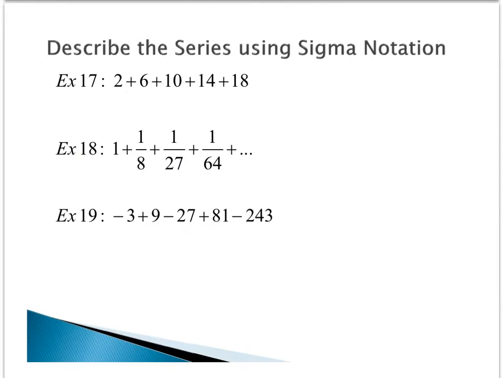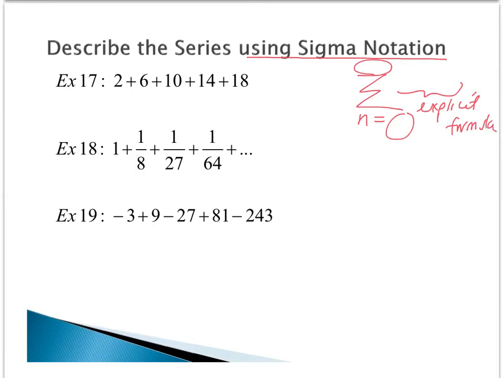On these problems here, what we want to do is describe the series using sigma notation. Sigma notation needs several pieces. First of all, we need to have the sigma symbol. Then we need to say n equals and a starting number. We need to have a stopping number. And then we need to have the explicit formula. Remember, the explicit formula is what a sub n is equal to. We do not actually write the a sub n, though.